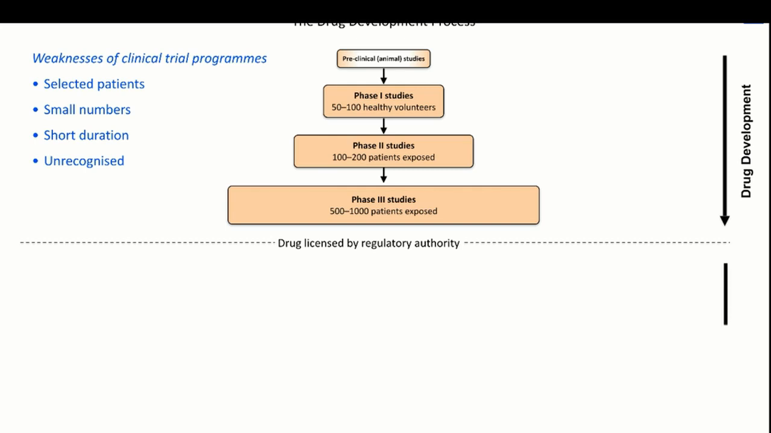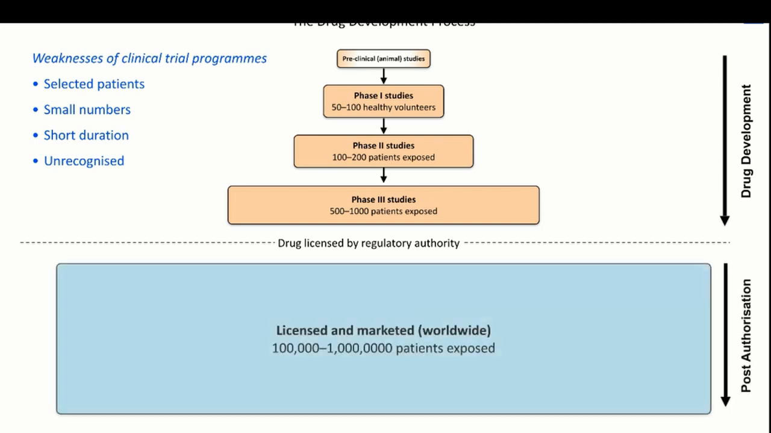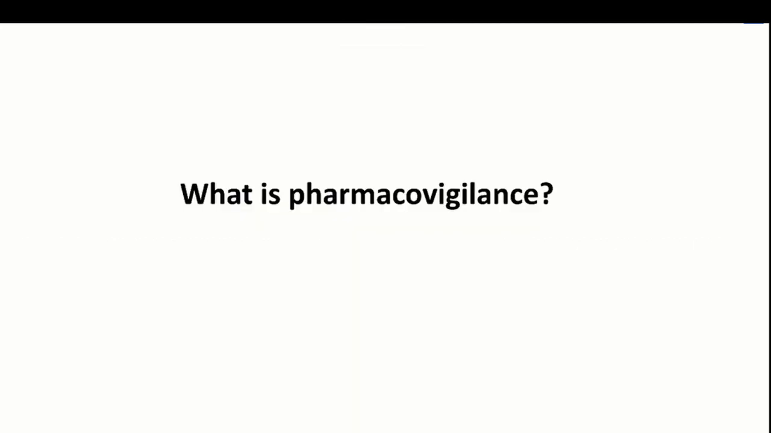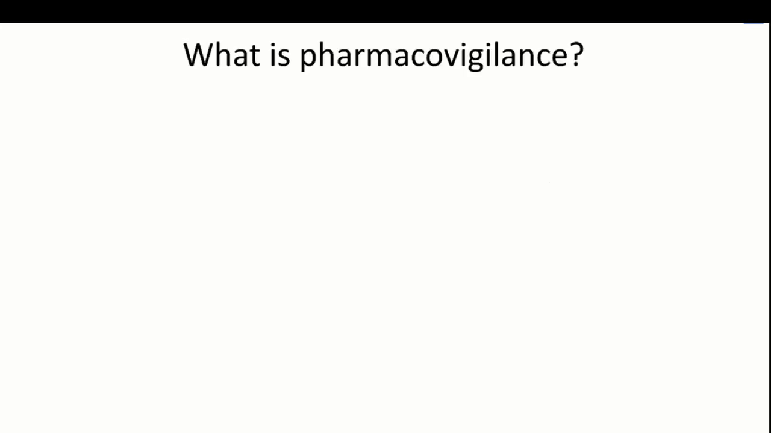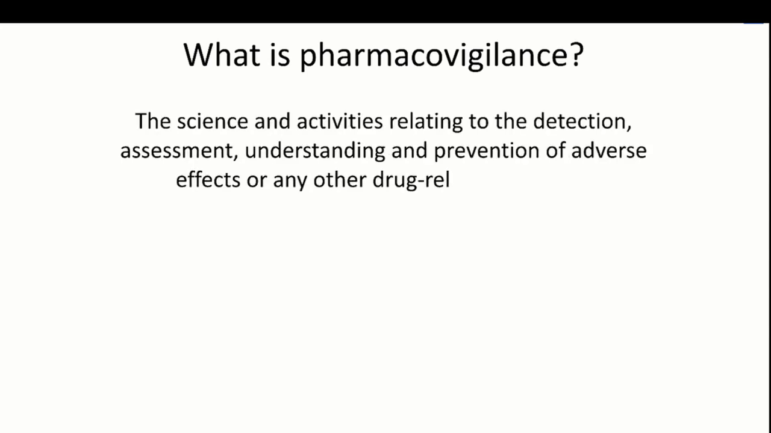For these reasons, less common adverse drug reactions can only be detected if there are systems in place to continuously monitor potential ADRs occurring amongst the many thousands of patients who are exposed post-authorization. So what is the definition of pharmacovigilance? The World Health Organization defines pharmacovigilance as the science and activities relating to the detection, assessment, understanding and prevention of adverse effects or any other drug-related problems.